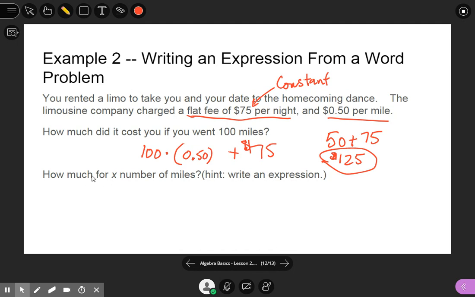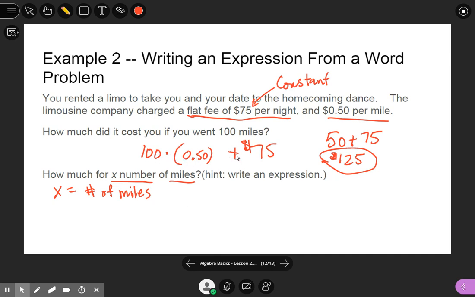Who knows? How much for X number of miles? Well, what if you went 39 miles? What if you went 120 miles? What if you went any number of miles? Could you represent any number of miles with an X? So if I like to define my variable first, if X equals the number of miles, then you have an expression that we could write.